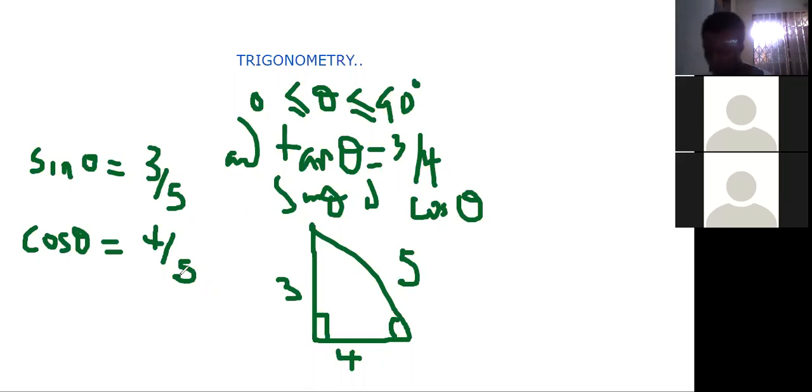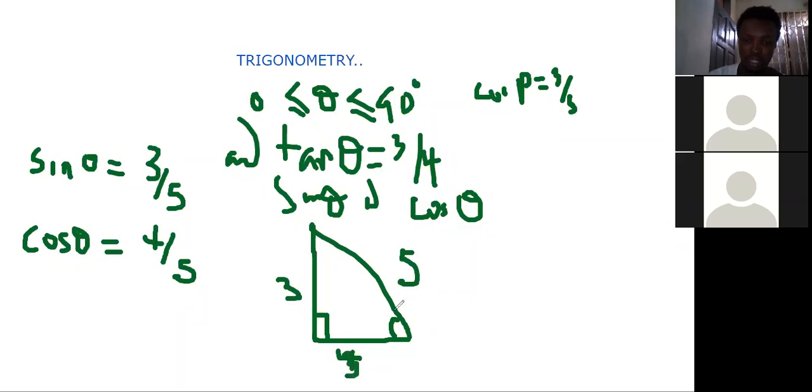Okay, now if cos p is 3 over 5, where p is greater than 0 and less than 90, find the value of tan p over cos p. The question says cos p is equal to 3 over 5. Cos is CAH, adjacent over hypotenuse, so here is 3 and here is 5.